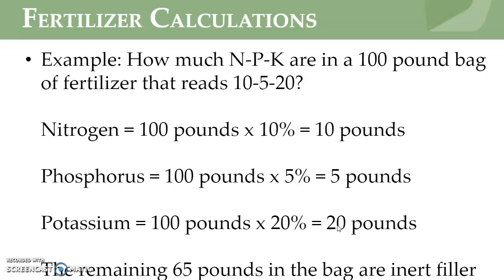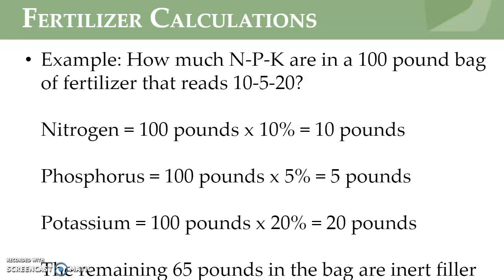Now this is a 100-pound bag, but it only has 10, 5, 20, so 35 pounds of actual nitrogen, phosphorus, and potassium. Well, what's the other 65 pounds in the bag? Well, two places. One, there's micronutrients in there too, but they're a very, very small amount because the plant doesn't need much of those. Most of the rest of the bag is just called inert filler. It's stuff like pieces of clay or pieces of sand that are just fillers in the bag, because here's why.